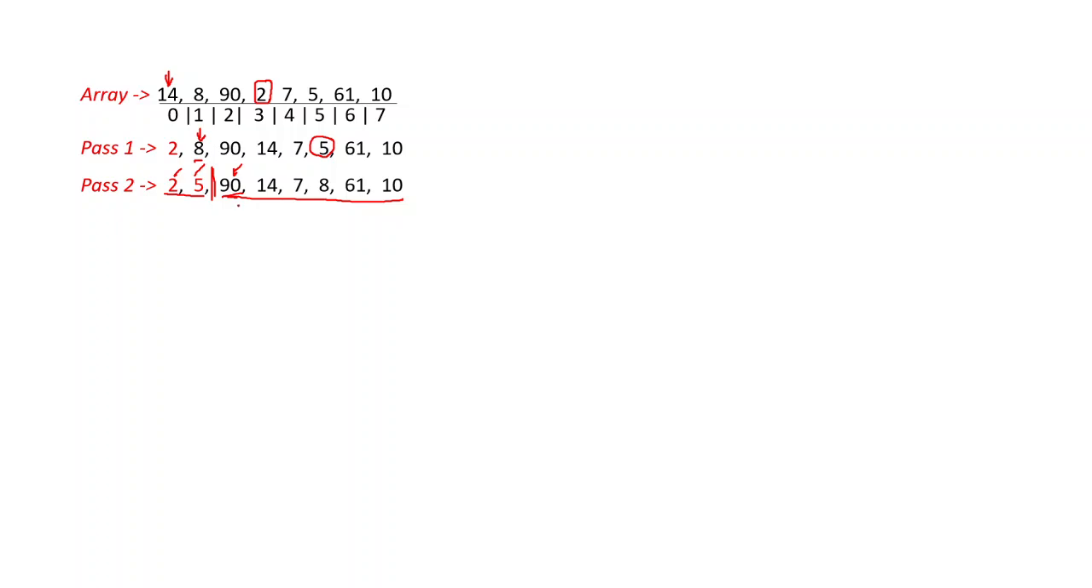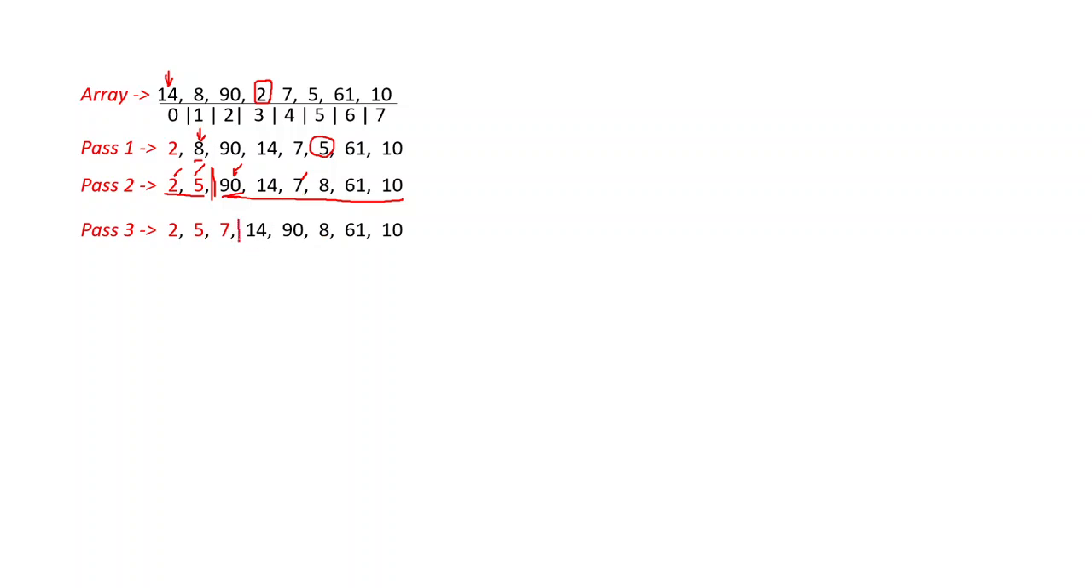So if we take that approach, among 90, 14, 7, 8, 61 and 10, this is the smallest element in this part of the array, and we will be exchanging position with 90. Like 7 will come here and 90 goes here in the third pass.